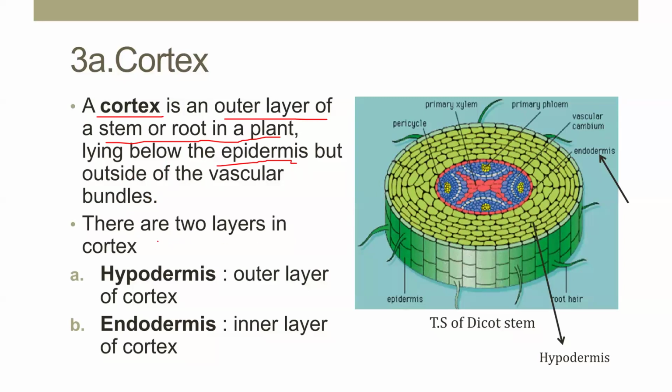There are two layers in the cortex. Based on the arrangement of these tissues, it is classified into different types, mainly two types: the hypodermis and the endodermis. So the cortex is classified into hypodermis and inner cortex, and inside again the endodermis. The hypodermis is the outer layer of the cortex, and the endodermis is the inner layer of the cortex.